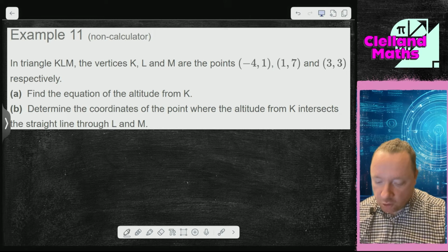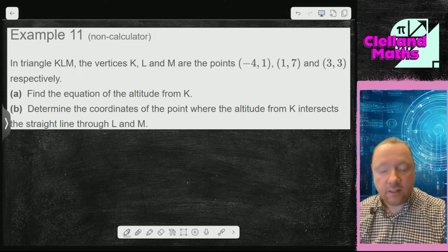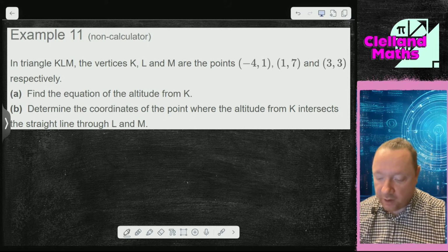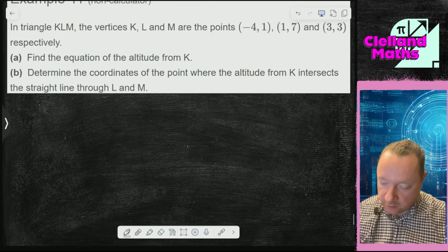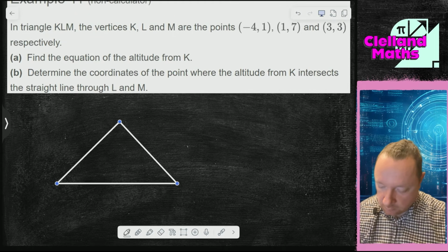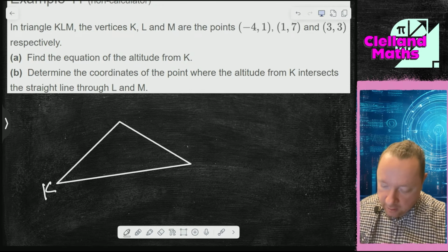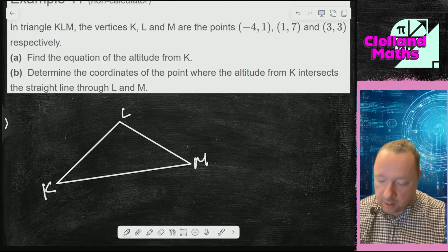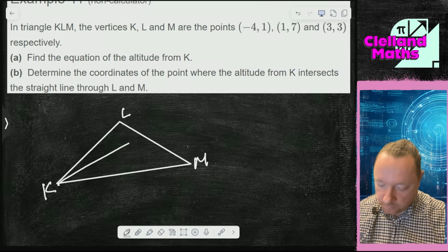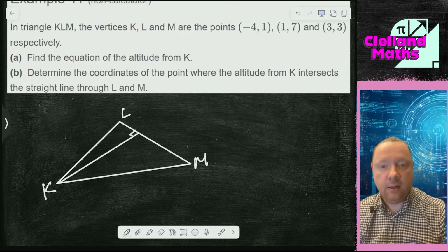Example 11. In triangle KLM, the vertices K, L and M are the points minus 4, 1, 1, 7, and 3, 3. Find the equation of the altitude from K. So let me draw a picture for that. So K, L, M, and an altitude cuts the opposite line at right angles, not necessarily in half.